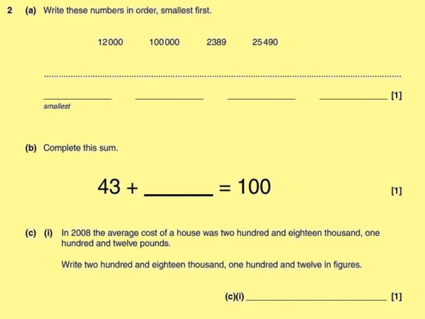Question number 2, part A. Write these numbers in order, so the smallest number written first. So the first thing we need to do, I'm going to list these out vertically, one beneath the other.